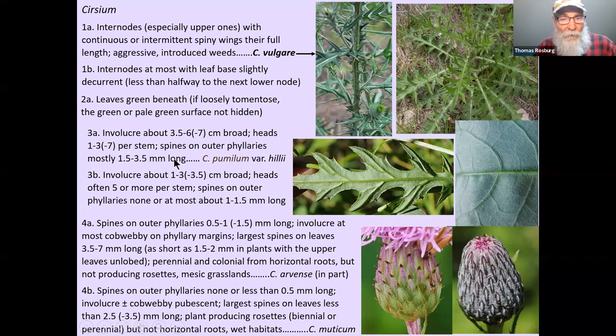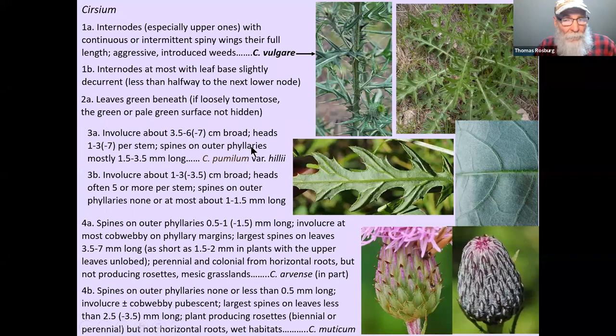We can pull off Hill's thistle right here with 3A and 3B on the size, broadness of the involucre, which is shown right here, 3.5 to 6 centimeters. By the way, a number in parentheses like this simply means this is the range that they typically are. Sometimes, on the extreme upper side, they could be as much as 7 centimeters broad, is what that means.